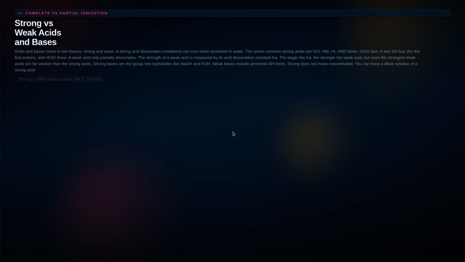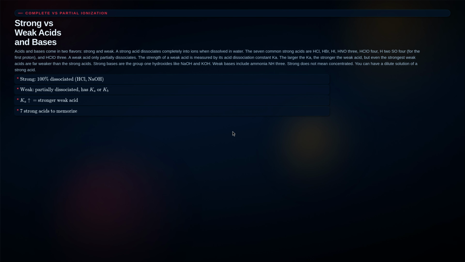Acids and bases come in two flavors, strong and weak. A strong acid dissociates completely into ions when dissolved in water. The 7 common strong acids are HCl, HBr, HI, HNO3, HClO4, H2SO4, and HClO3. A weak acid only partially dissociates. The strength of a weak acid is measured by its acid dissociation constant Ka. The larger the Ka, the stronger the weak acid. But even the strongest weak acids are far weaker than the strong acids.